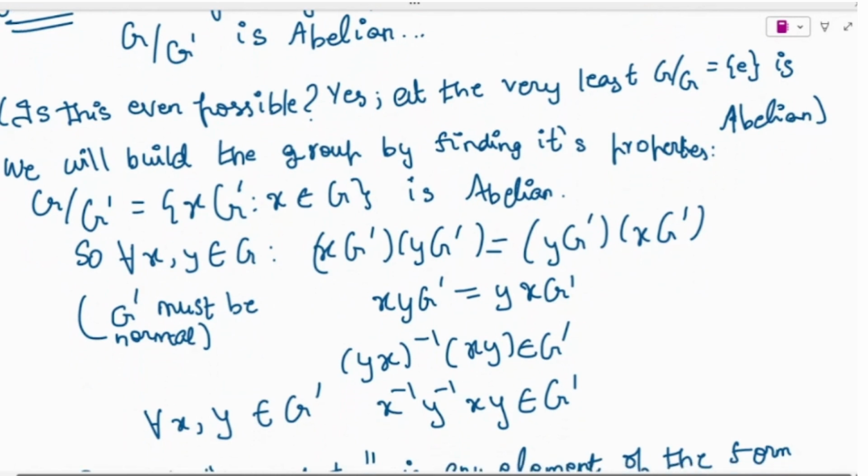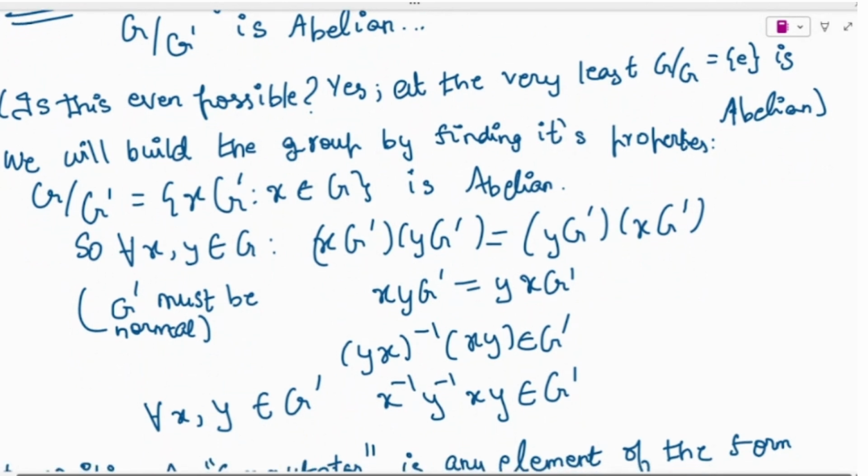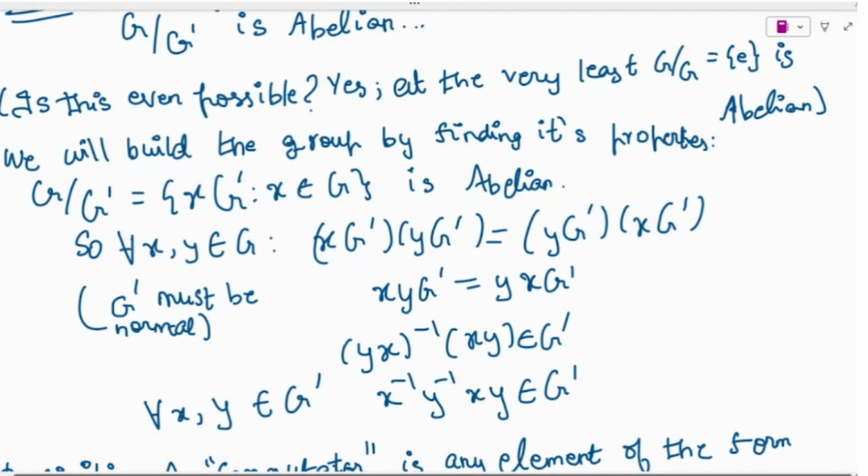Recall that this notation G mod G dash, the quotient group, means the set of all left cosets of G dash in G. If this is abelian, then for all x and y in G we must have xG dash times yG dash equal to yG dash times xG dash. But for this to even make sense, G dash must be normal. So we write xyG dash equal to yxG dash.